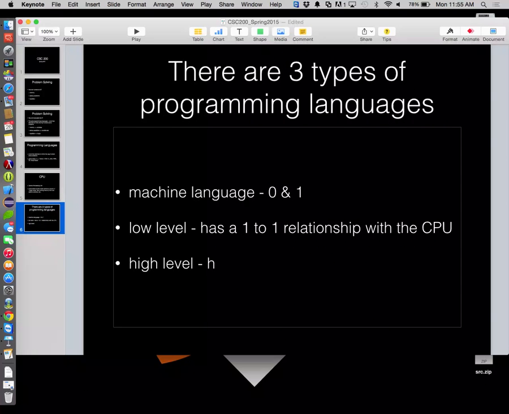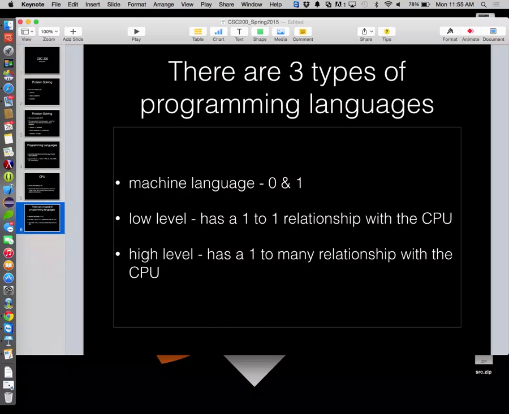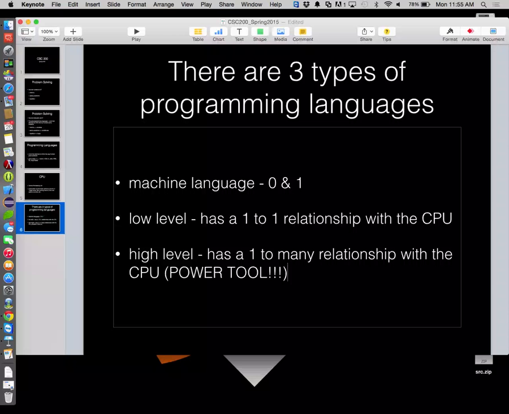Finally, high-level language has a one-to-many relationship with the CPU. That's our power tool. And humans like power tools, right? One line of code that we write translates into a whole bunch of instructions that the CPU performs. And so your very first program is usually hello world. If we were writing the hello world program in a low-level language like assembler, it might be 20 or 30 lines of code. That same program in a high-level language is like one line of code that under the hood is doing those 20 or 30 things. Make sense? So, three types of programming languages.